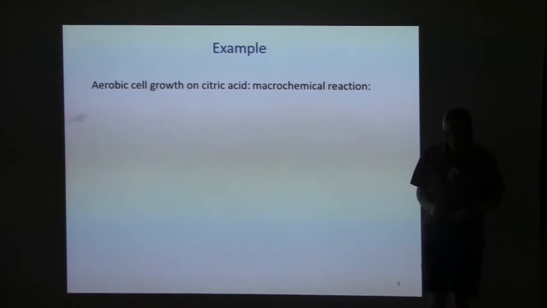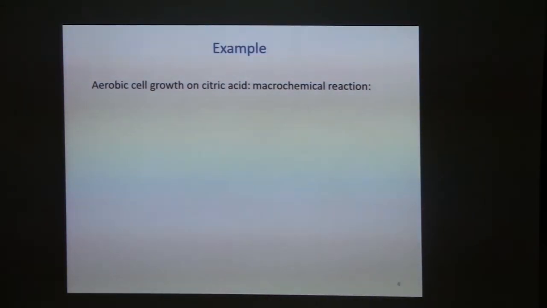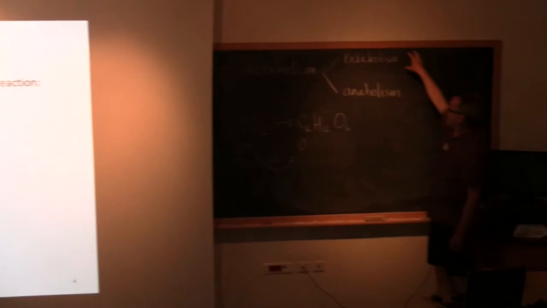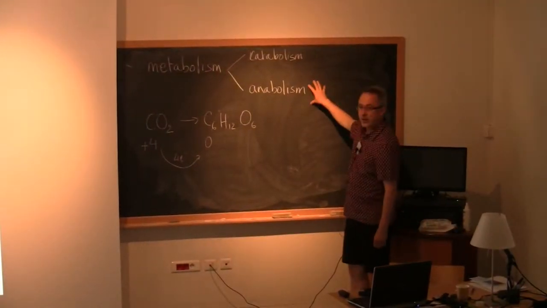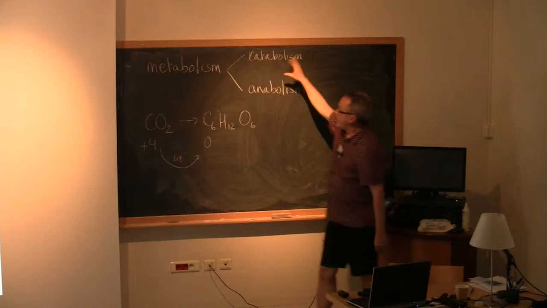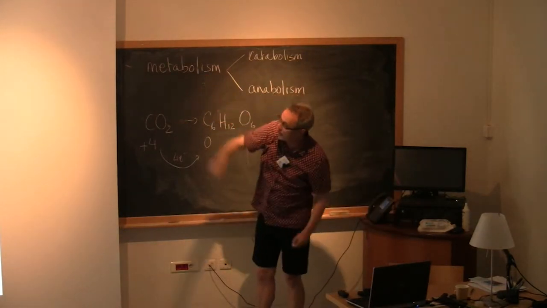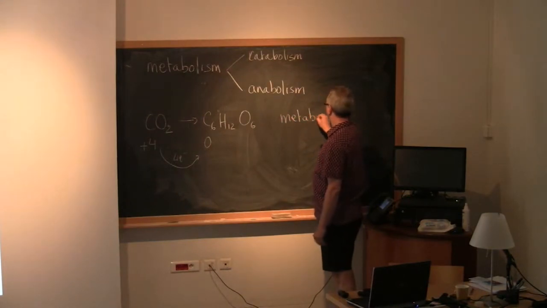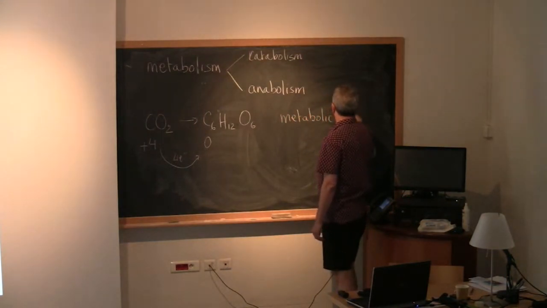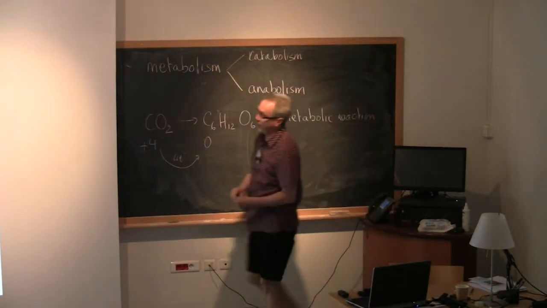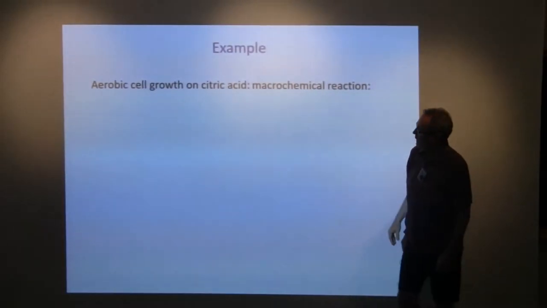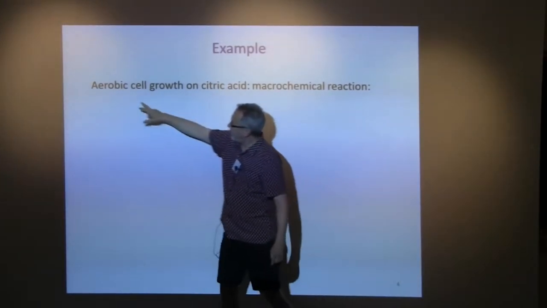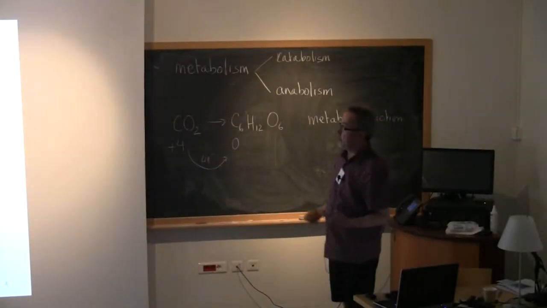And then we have this macrochemical reaction. I'll come back to that. But a macrochemical reaction really is when you combine catabolism and anabolism. Catabolism is a chemical reaction. Anabolism is a chemical reaction. And if you combine them, you get the metabolic reaction. So the macrochemical reaction is also referred to as a metabolic reaction. So what we expect to find in the metabolic reaction, and I'll write the overall reaction, later on we'll combine them. We'll have citric acid, we'll have oxygen, and we'll produce biomass. So this would be what this reaction might look like.